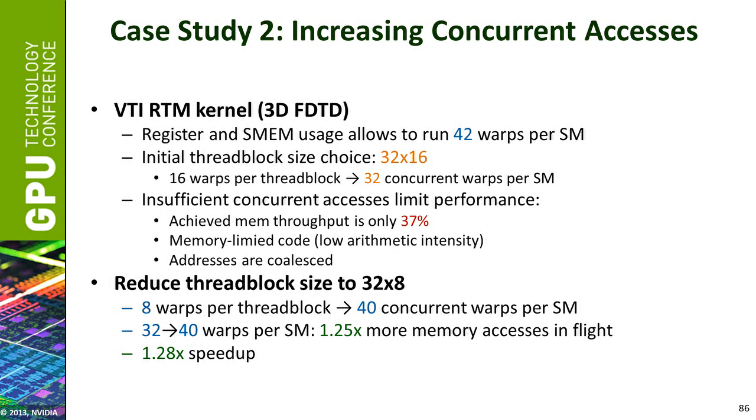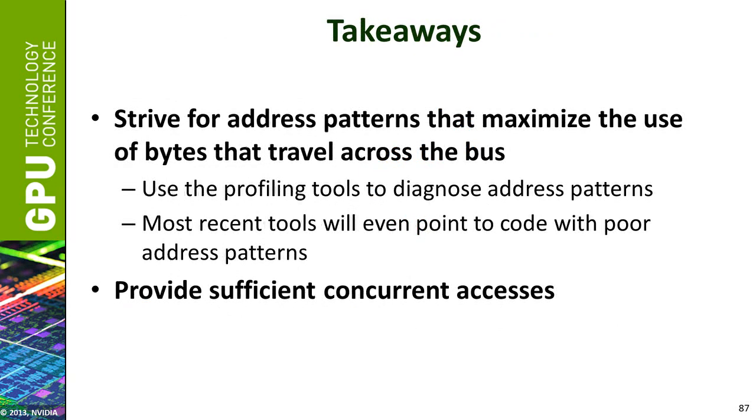The overall speedup was 1.28x, so about the same amount percentage-wise. And the code change was really simple. We had to change one value in the thread block sizes. And that's where the Profiler helps. You can look at occupancy and so forth. All right, so for memory, there are 2 takeaways to keep in mind. Strive to have access patterns that utilize all the bytes, or as many bytes as possible, that travel across the bus. And second, make sure you give enough memory accesses to the memory system to keep it fully occupied to get the full bandwidth.